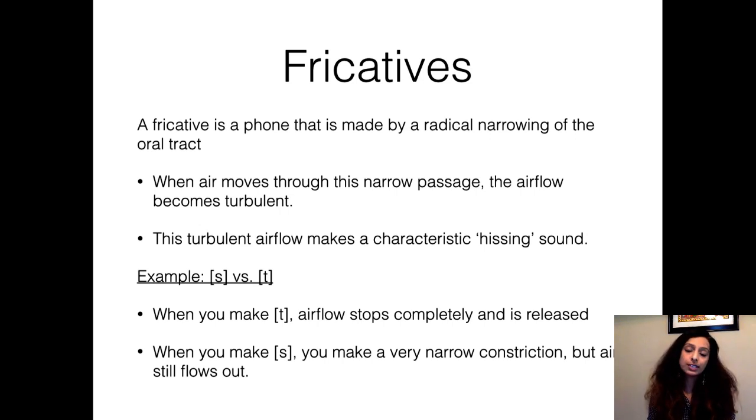Let's move on to the second manner of articulation, and these are the fricatives. The fricatives, like the name suggests, have to do with the air moving through your oral cavity with friction. So it is made by a radical narrowing of the oral tract. And so when air comes out of this narrow passage, the air comes out turbulent. And this turbulent airflow is characteristic of a hissing sound.